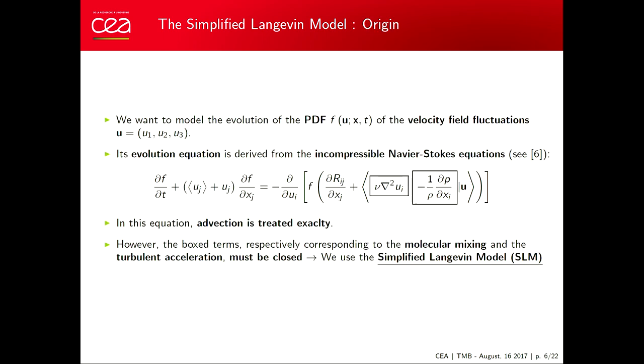As I said before, we want to model the evolution of the PDF of the velocity fluctuations. The evolution equation of this PDF can be derived from the incompressible Navier-Stokes equations and is given below. I recall that in this equation, advection will be treated exactly, but the boxed terms, which correspond to the molecular mixing and the turbulent acceleration, have to be closed. This is why we use our simplified Langevin model, which is a particular PDF model.